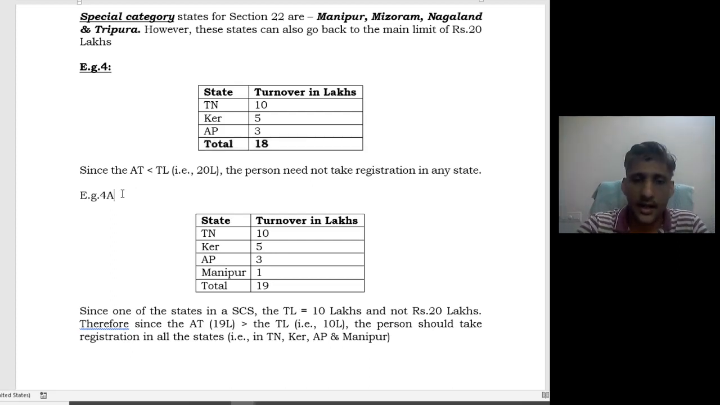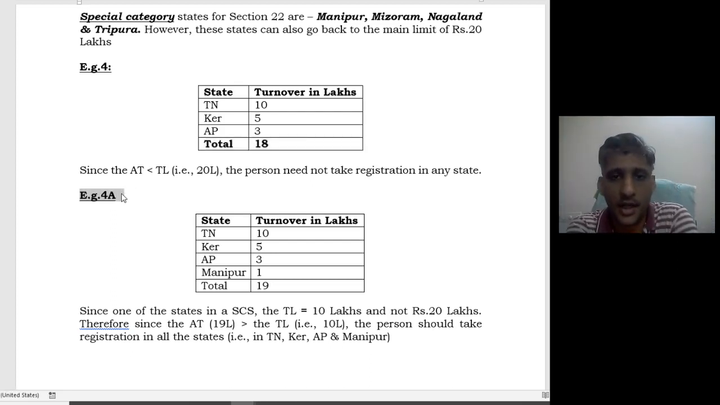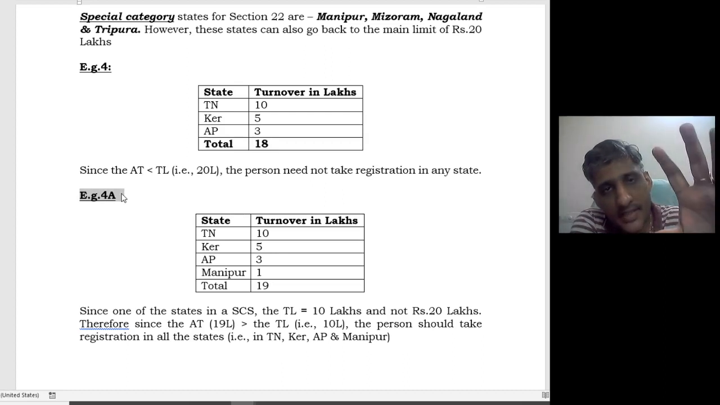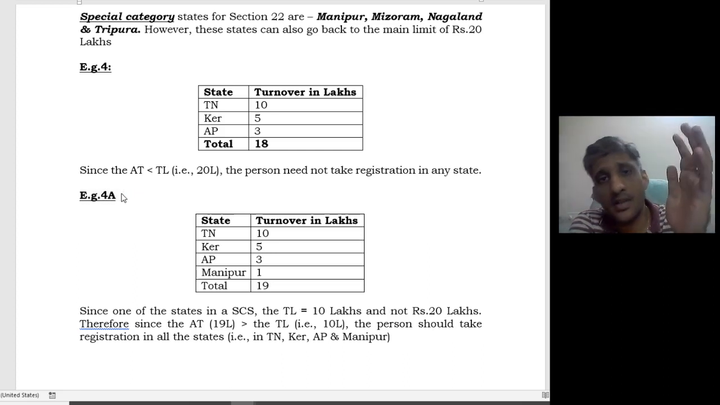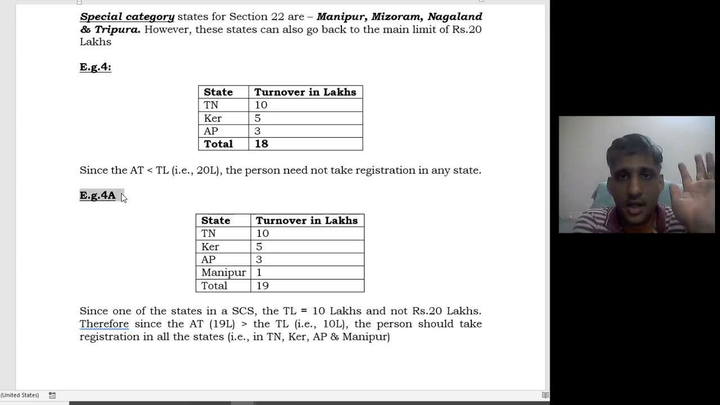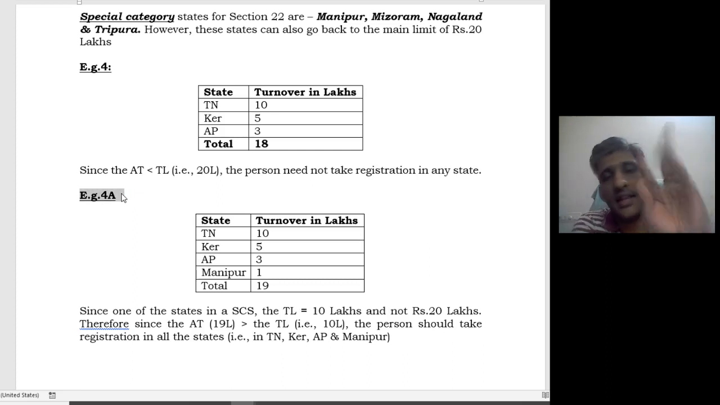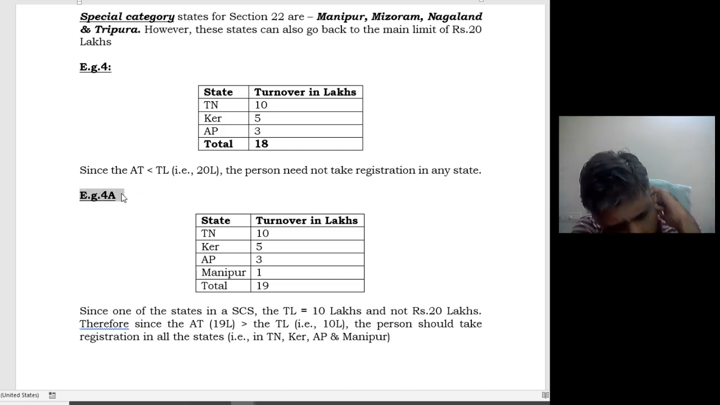Again, I request you to kindly pause the video. So if it is normal states, then it is 20 lakhs. If it is a special category state, it is not that I should be there only, sir. If I am there only in special category states, what's my turnover limit? 10 lakh. If I'm there in special category and normal category, what is my limit? 10 lakhs. If I'm there only in normal states, then the limit is 20.